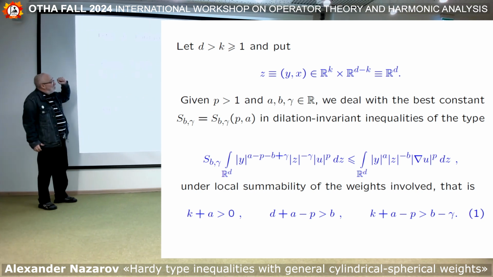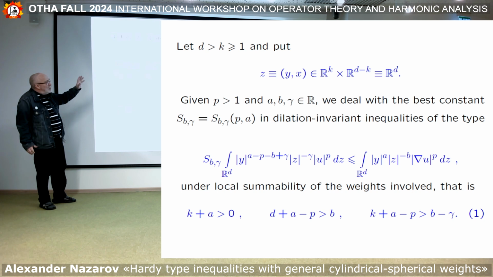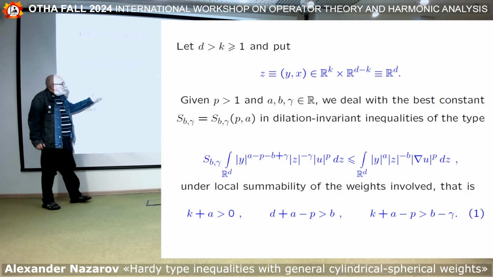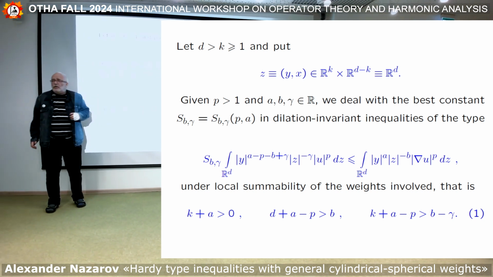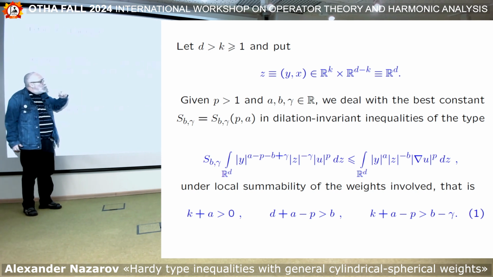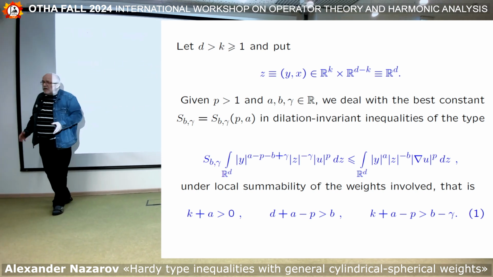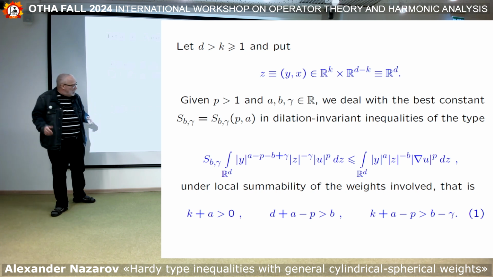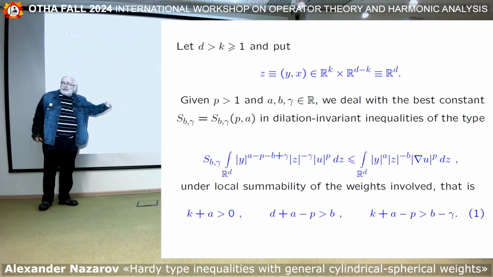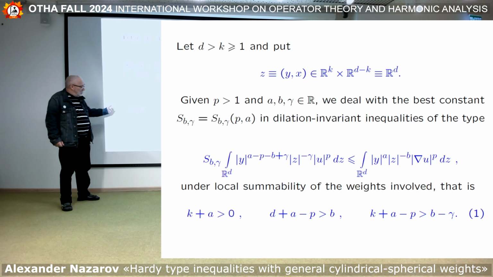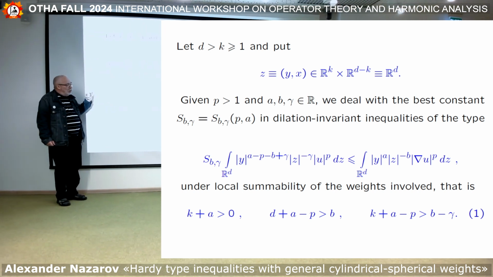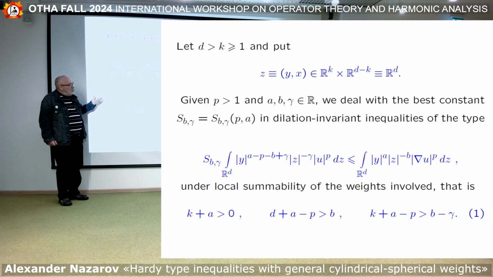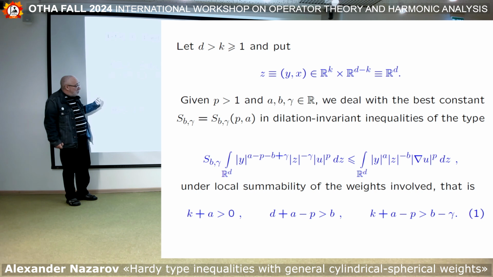p is greater than 1, and a, b, gamma are some parameters, but to discuss this inequality, first of all, I should require that the quantities in the left and the right hand side exist. For example, for C infinity compactly supported functions u. This means that the weights in the left and right hand sides should be locally summable. And it means, here are two places where local summability is a question.